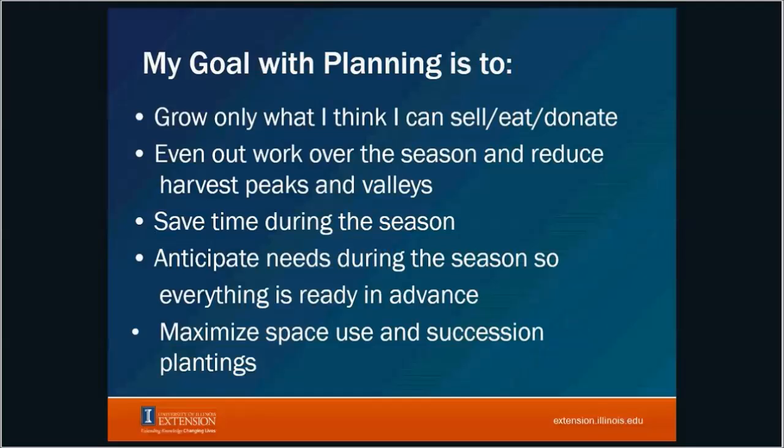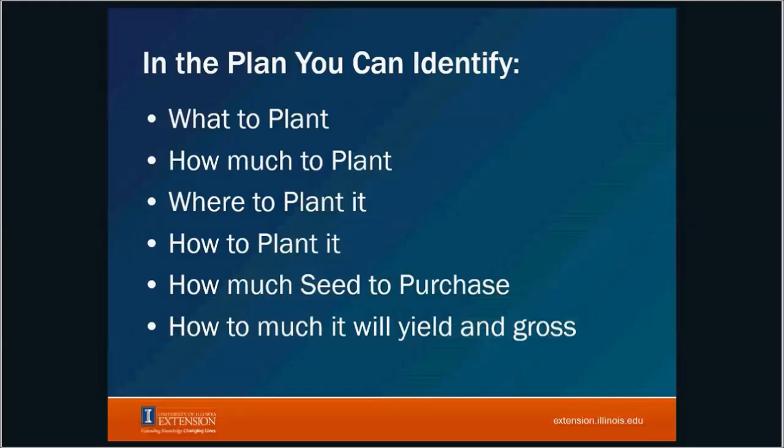So there's going to be a little bit of that in the spreadsheets as well. So when you're developing a plan for production, these are some things that you need to identify, just some basic things. So things like what to plant, how much to plant, where you're going to plant it, how to plant it, seed to purchase, and yield and growth. Okay, so those are all important factors to think about.